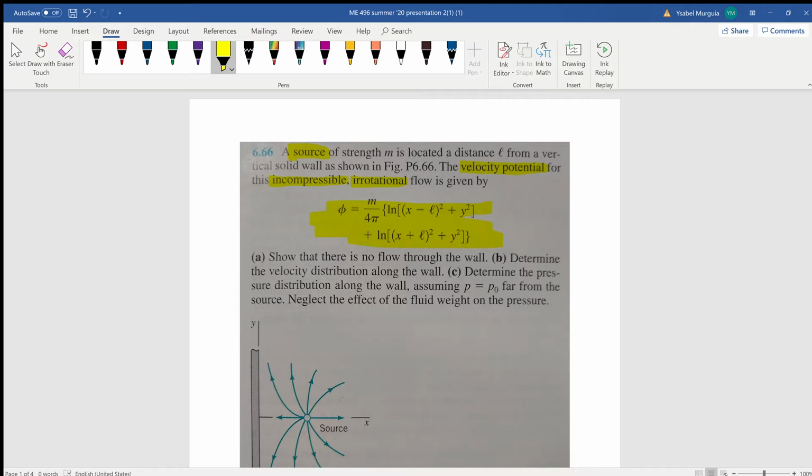Part A, show that there is no flow through the wall. So we are going to assume that there is no flow through the wall. We essentially will just be proving that. And then for part B, determine the velocity distribution along the wall.